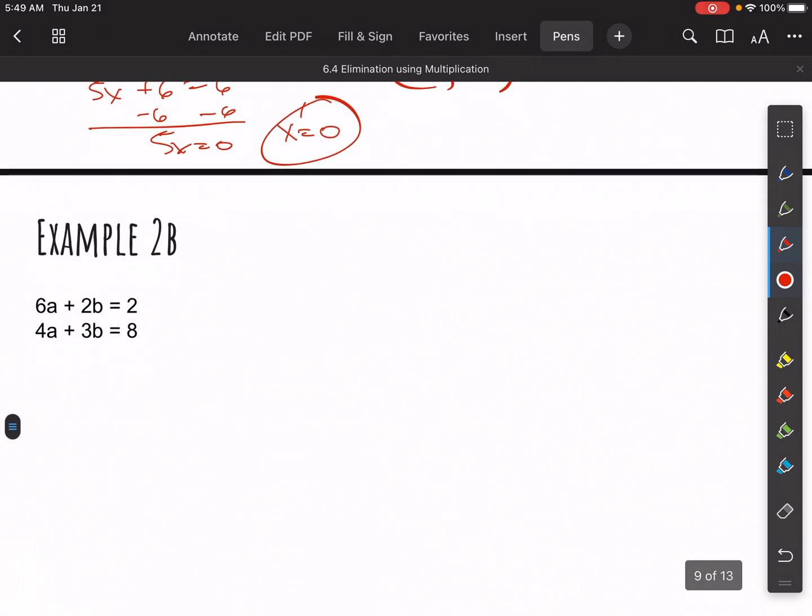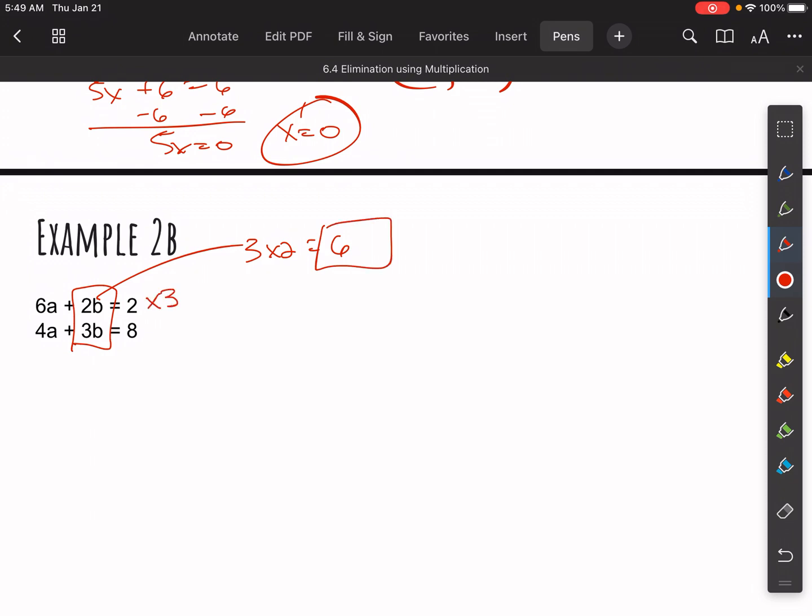Let's do one more like this. Here's this one. Let's try to get rid of the b's. Okay, so to do that, I need a common factor. 3 times 2 equals 6, so that is the common. I'm going to multiply this one by 3, multiply this one by 2. Okay, when I do that, I get 18a plus 6b equals 6. And on the bottom one, I get 8a plus 6b equals 16.